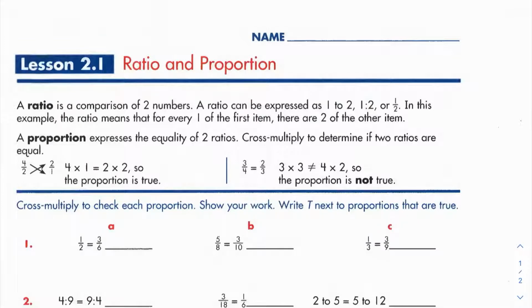So let's go ahead and look at our first example. Our first example has 1/2, 1 over 2, equals 3 over 6. Now, if you're really good with fractions, you may already be able to look at this and tell if it's true, but let's actually do the work and see if it comes out to be a true equation.